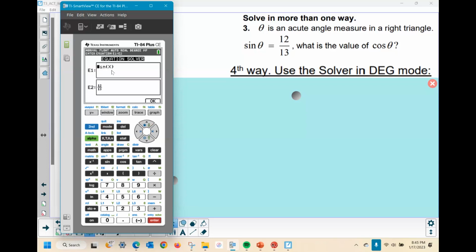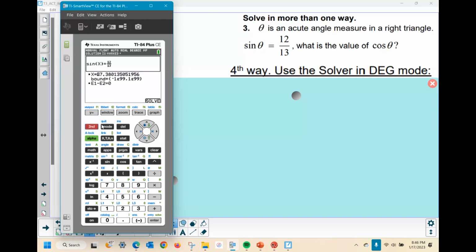And I'll type in sine of x and 12/13 in expression 2. Press graph to say okay. Now I have to come up with some kind of a guess. And so I'm going to guess maybe 50 degrees. And that's why I would rather do it in degrees than radians. I feel more comfortable. And then I'm going to press graph to solve. Now, once I set my guess and press graph to solve, I'm getting this angle of 67 point whatever degrees. So here's the cool part.